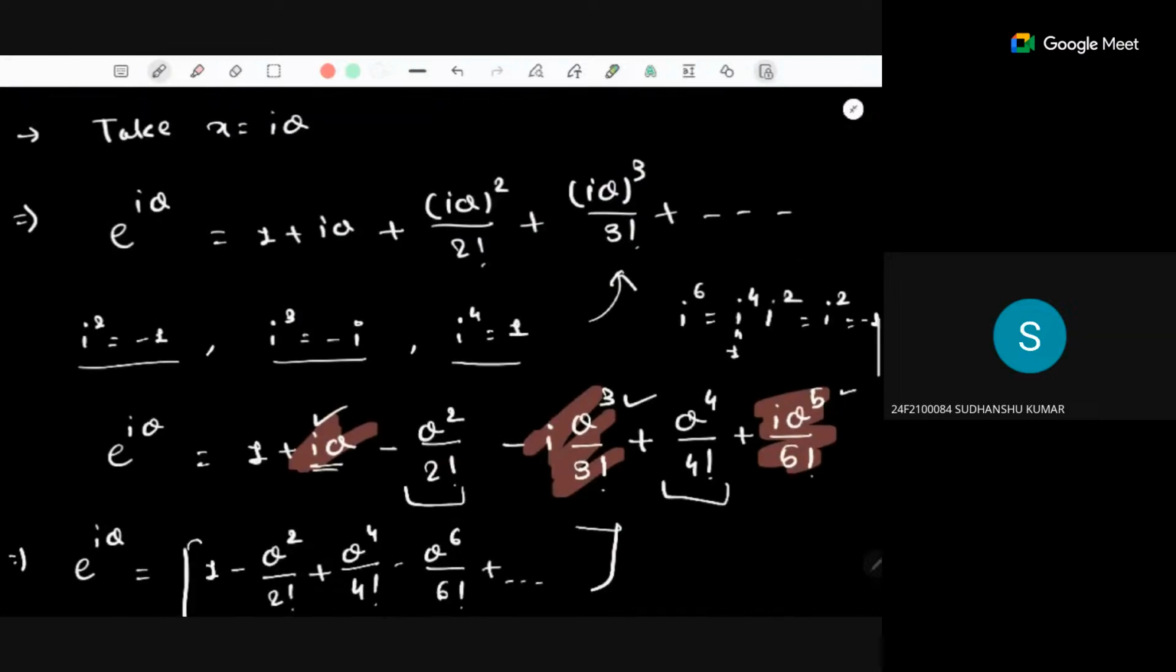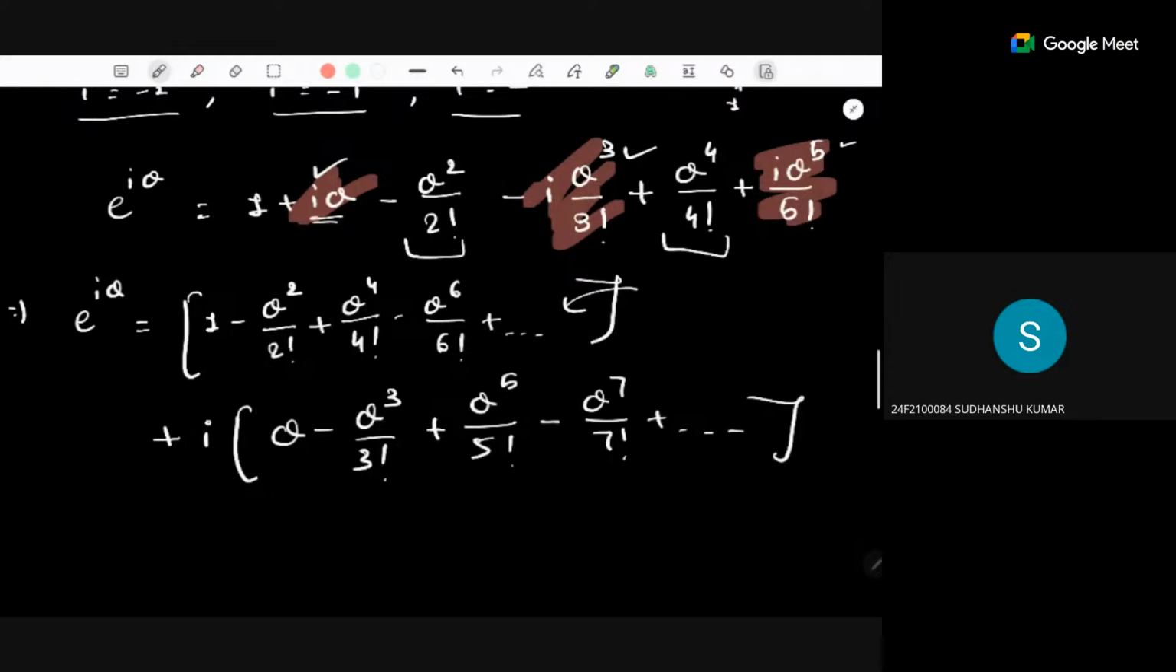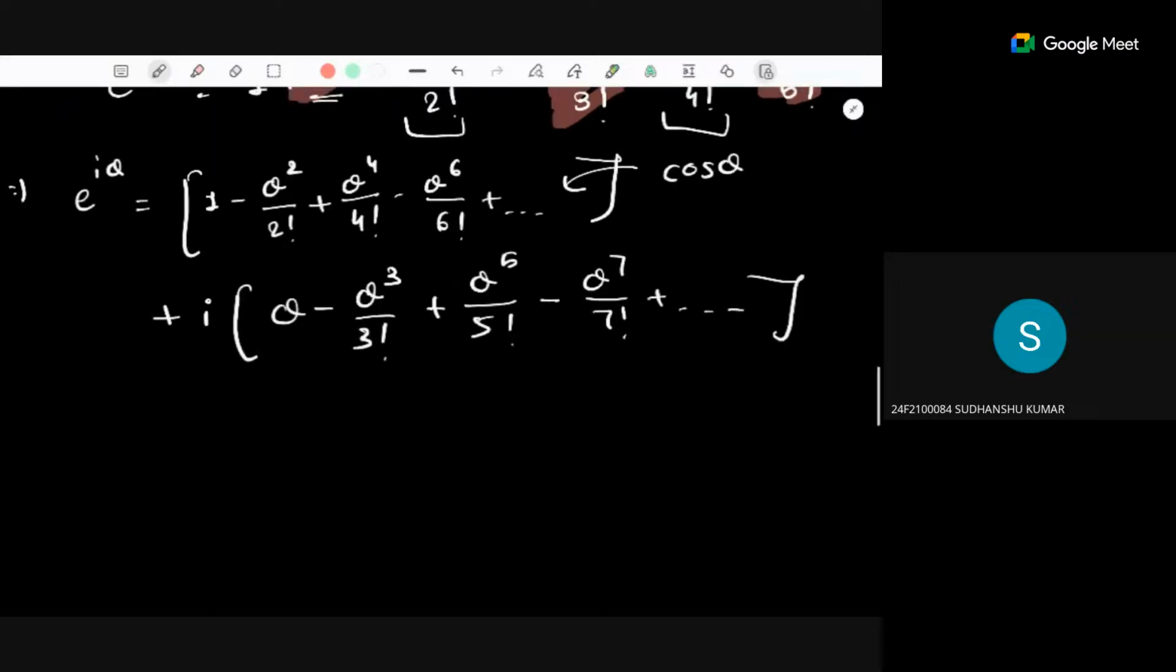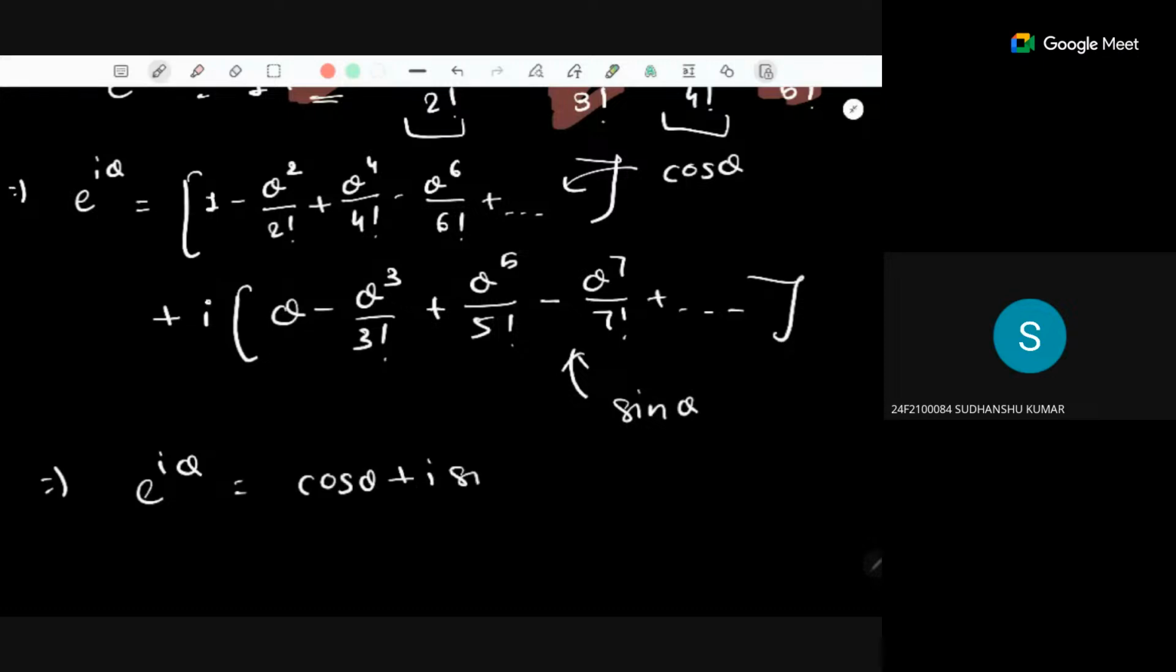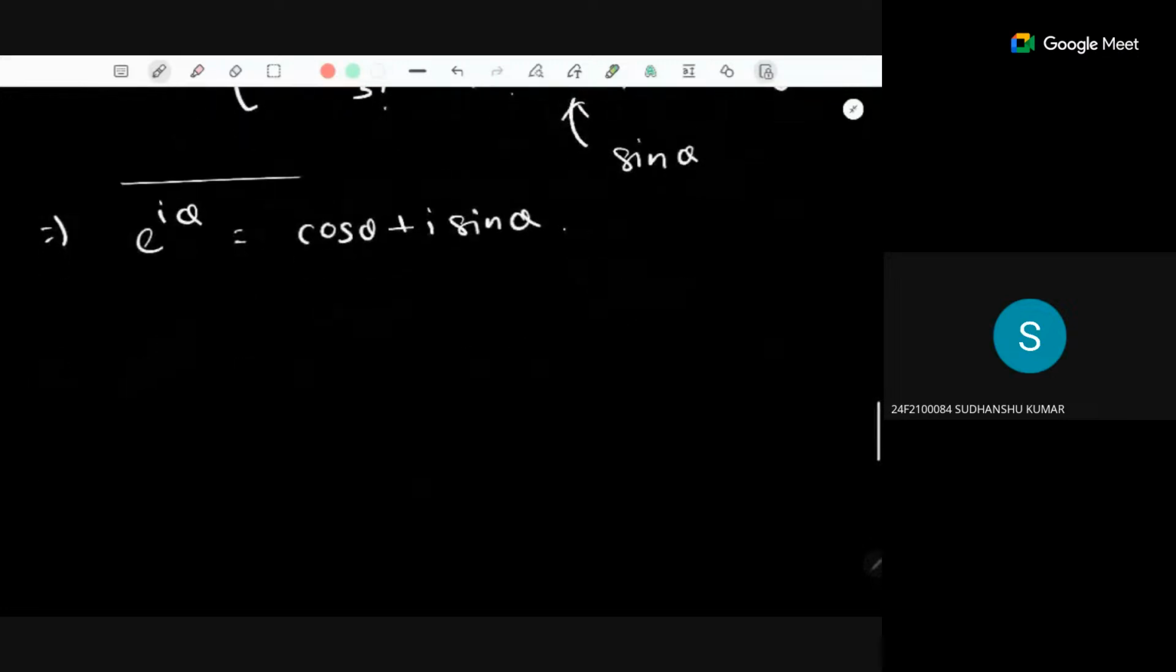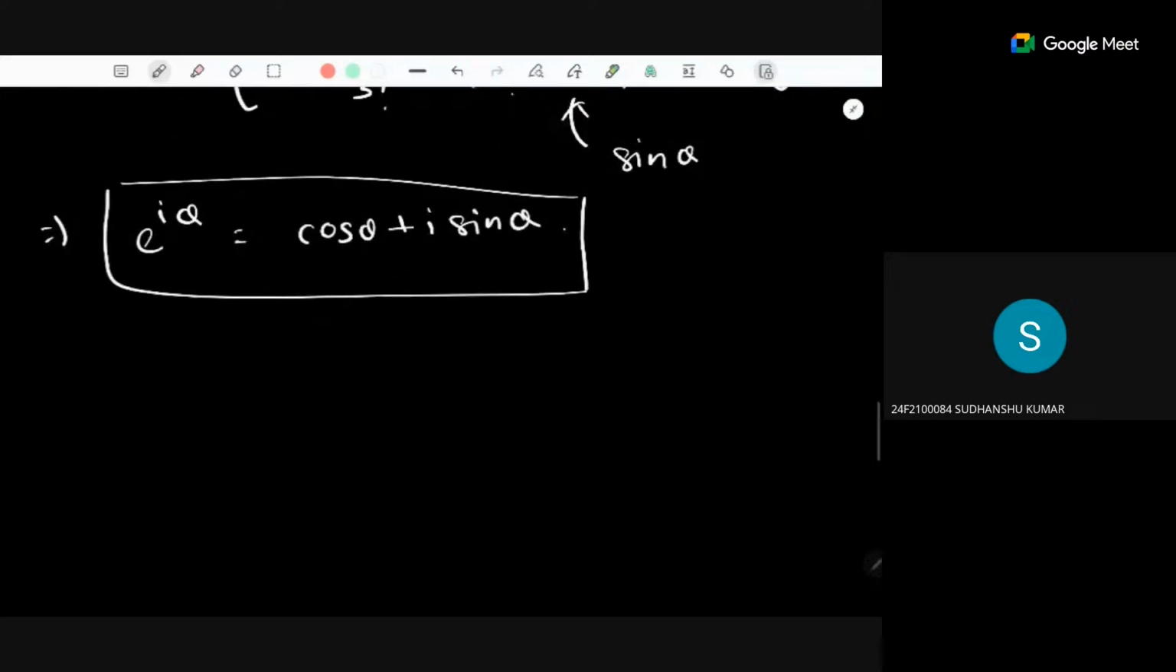So we can observe that the above series is nothing but just cos theta, because cos theta is an even function, so the powers of theta will be even. That's why this series is nothing but cos theta, and this series is nothing but sin theta. So ultimately we get e to the power iota theta is nothing but cos theta plus iota sin theta. This formula is known as Euler's formula.